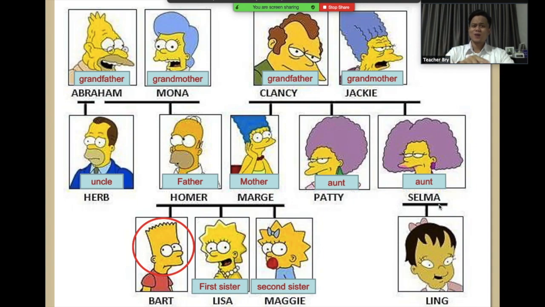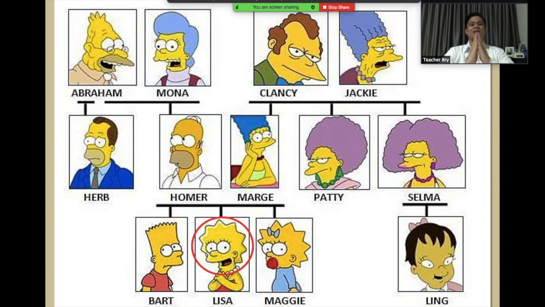And how about that last one, Ling? What's his relationship with Ling? Right, Ling is his cousin, or we can also say first cousin. Now, I'll give you time to take a look at the family tree of Bart Simpson. A few moments later. Now, let's look at the family tree at the perspective of another family member.